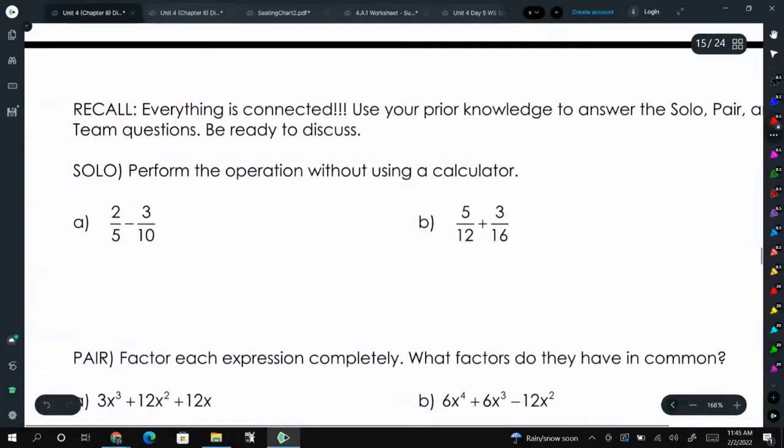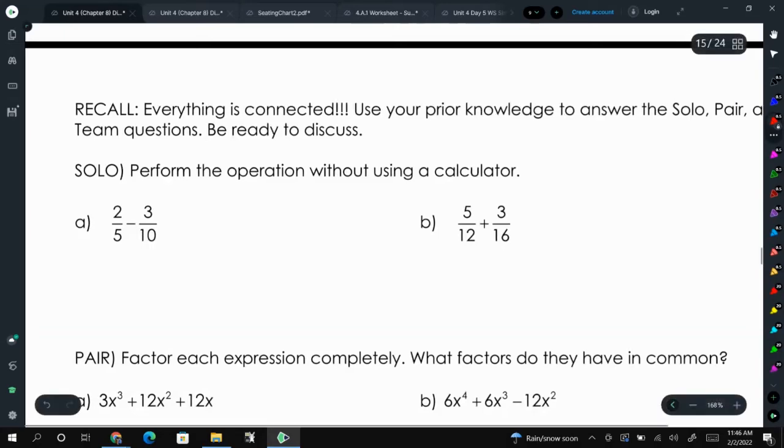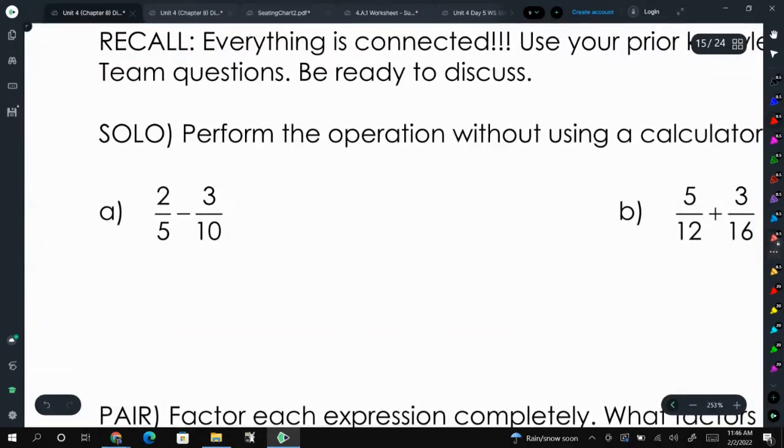Well, what happens when the denominators are not the same? We got to find the least common denominator. Another way to think about the least common denominator is to say, what's the least common multiple of the two numbers on bottom? It's the same process. So if we say what's the least common multiple of the bottom numbers, or the denominators, it's the same thing as saying what is the least common denominator of the entire fraction.